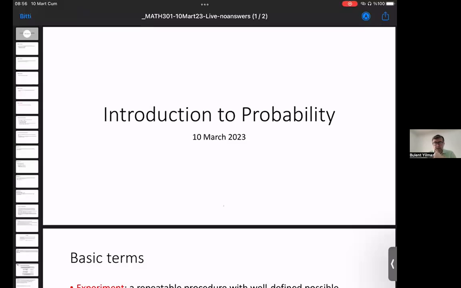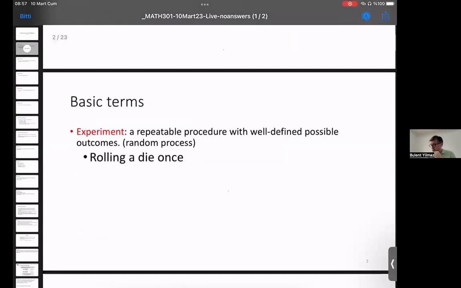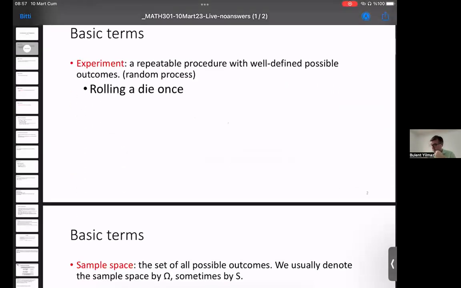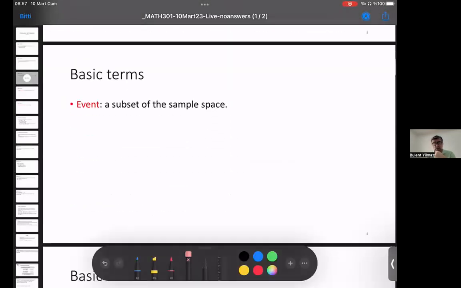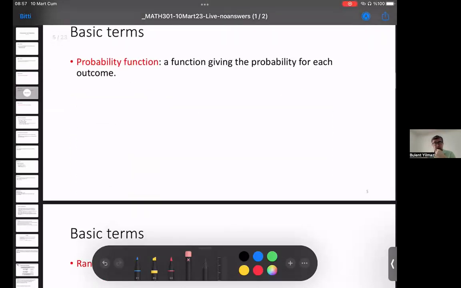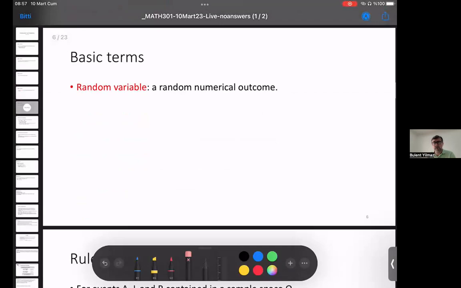Today we will mainly be talking about probability. We will cover the basic concepts about probability, the terms like experiment. If you remember, in the video, we talked about experiment, sample space, event concepts, probability function, random variable. We will mainly discuss these as we go further on a different example than the ones that we have shared with you in the videos.